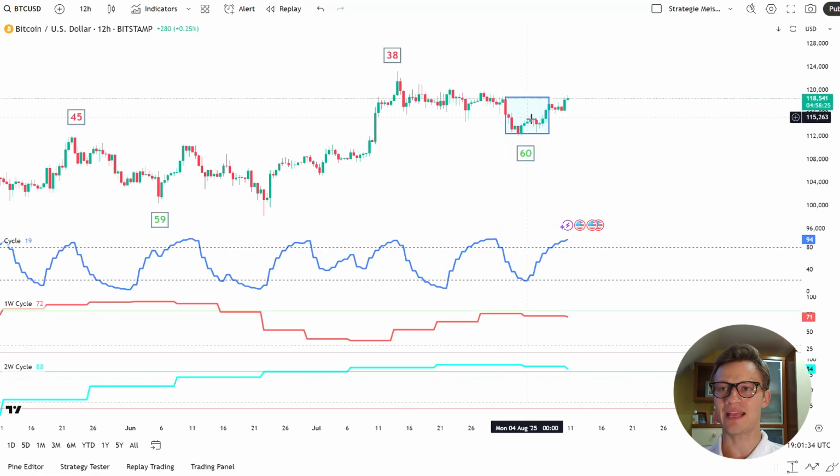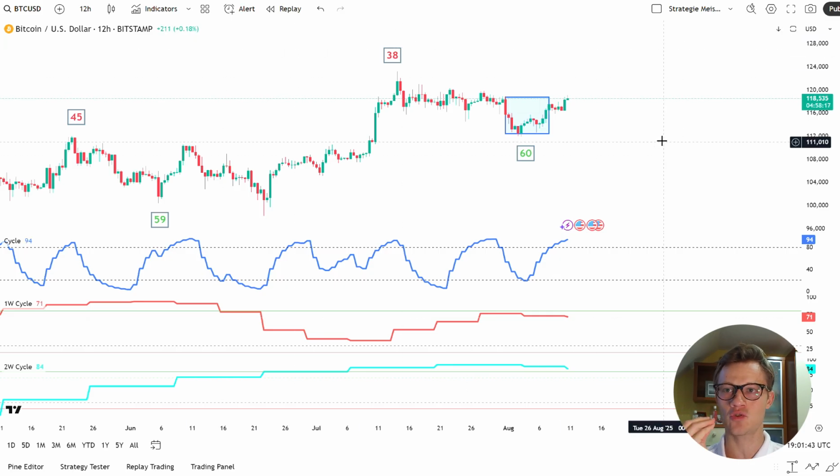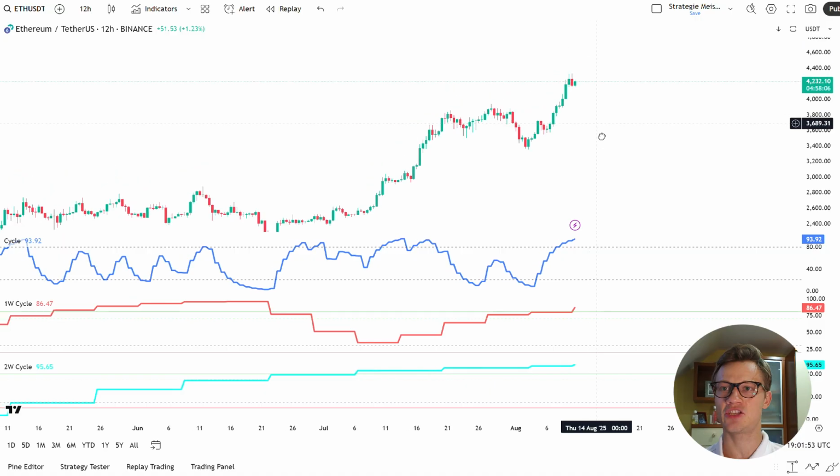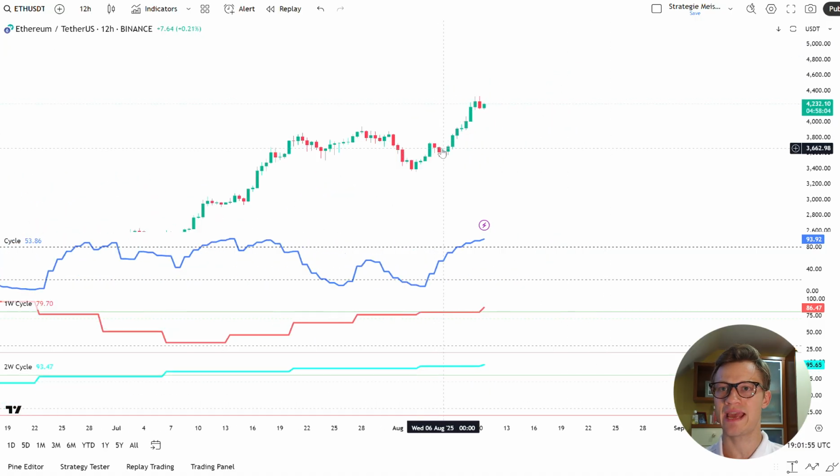Now, let's speak about Ethereum, and based on Ethereum, I would like to show you in this example how I analyze the token on different time frames and how I make the decision to enter the trade. First of all, we have to navigate to the Ethereum USDT chart. I use the Binance chart, but you can use any chart.